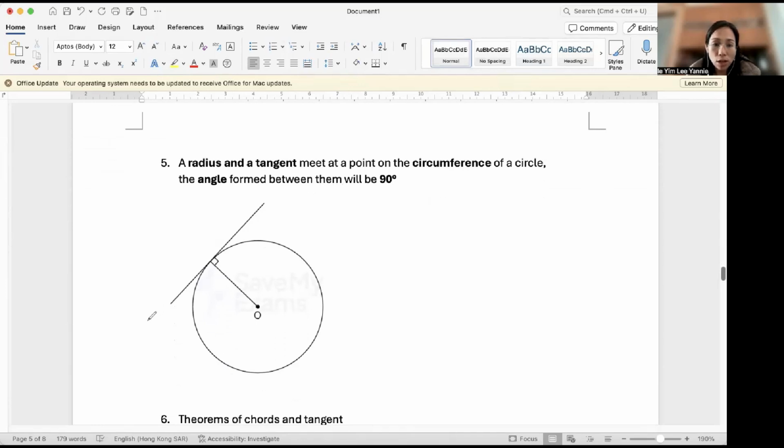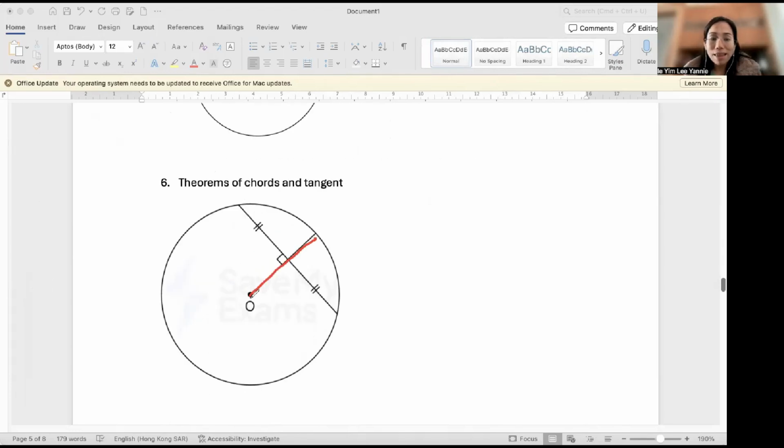For the fifth one, tangents, most people already know about it. The line just touches 1 point of a circle, and with the radius it forms an angle of 90 degrees. So this is not a tangent because it touches the circle at 2 points. The line that touches the circle at 1 point is the tangent. For the sixth, for any chord on the circle, the line from the center will cut the chord equally, meaning it will bisect the chord into 2 halves.